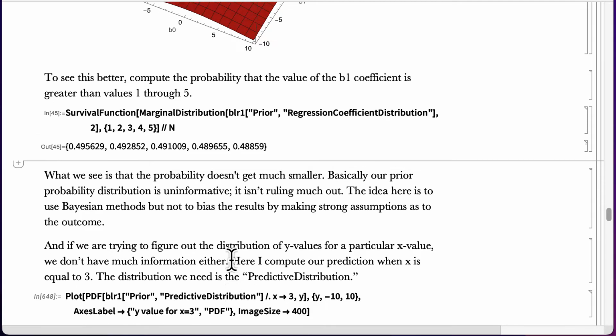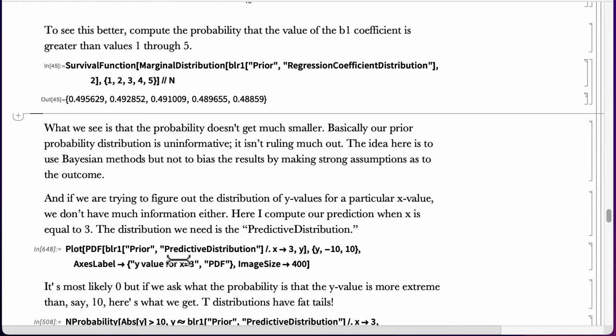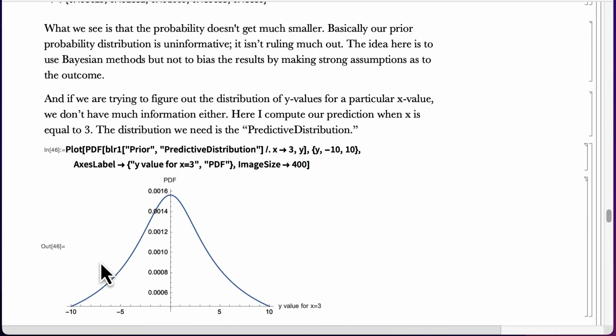Similarly, let's look at the predictive distribution. The predictive distribution says, if I give you an x value, here's the distribution of y values I expect to see. So the way we're going to do this is we're going to get out the predictive distribution. I'm just, for the heck of it, going to say let x be 3, and let's look at the PDF of y as y goes from negative 10 to 10.